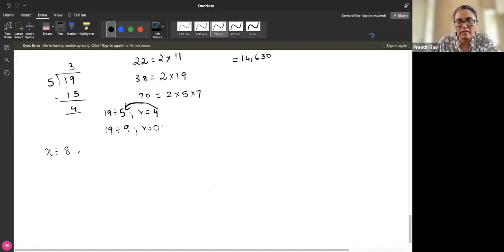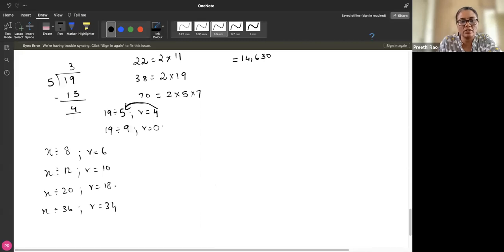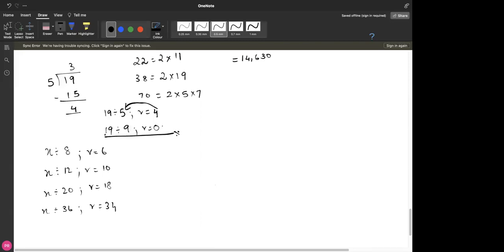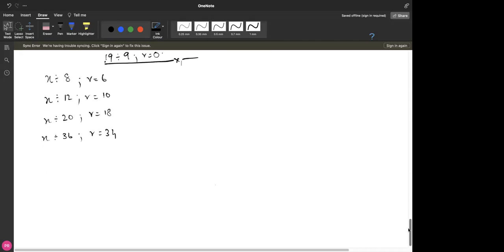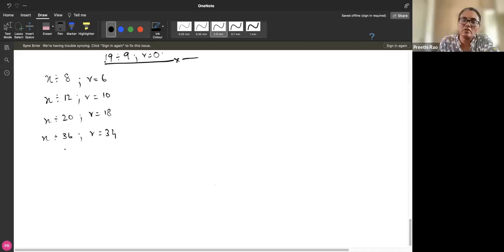Shivansh, hold on one second. When x was divided by 8, the remainder was 6. When x was divided by 12, the remainder was 10. When x was divided by 20, the remainder was 18. When x was divided by 36, the remainder was 34. Yes, Shivansh, what did you observe? That the common difference between the divisor and the remainder was always 2. But we don't know x.